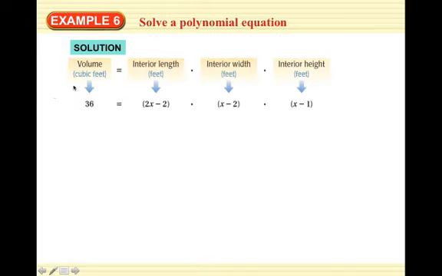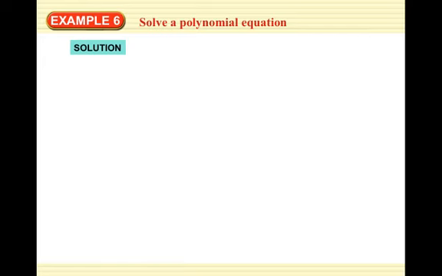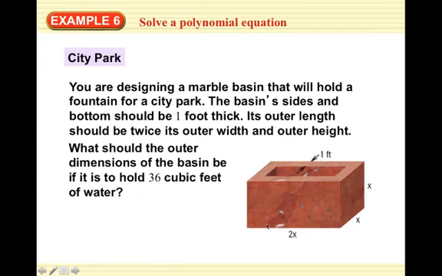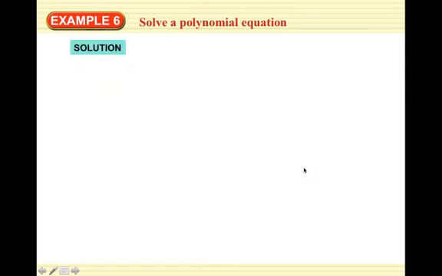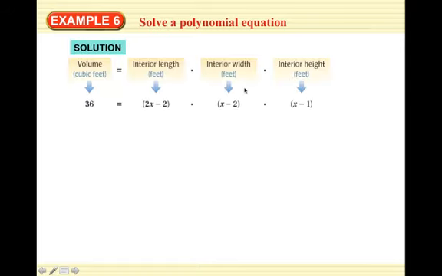Okay, so the volume of the interior is 36. And so the interior length is going to be 2x minus 2. Why? Let's go back and look. Here is the length, 2x, but then you've got to subtract off 1 foot and another foot for the two sides. The interior width is going to be x minus 2, and the interior height is going to be x minus 1. So let's go back and look at that and see why that makes sense.